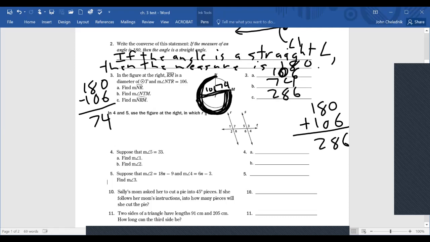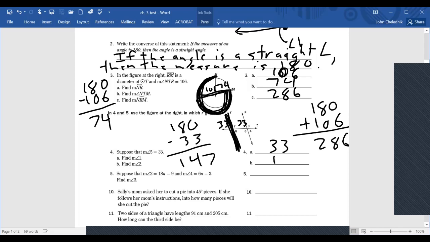All right. In 4 and 5, use the figure at right in which R is parallel to S. Suppose that the measure of angle 5 equals 33. Find the measure of angle 1. Since the lines are parallel, angle 1 will have the same measure as angle 5 because they are corresponding angles. So the answer is 33. Angle 2, notice it is supplementary with angle 1. So if this is 33, see, this is a straight line, so we take 180, the straight line, subtract 33 to get the other angle, which would be 147.